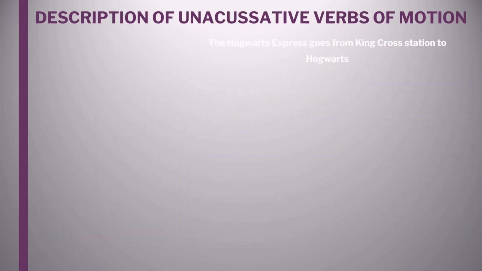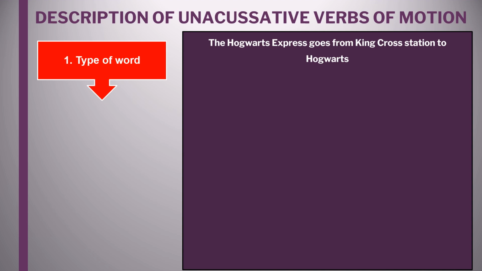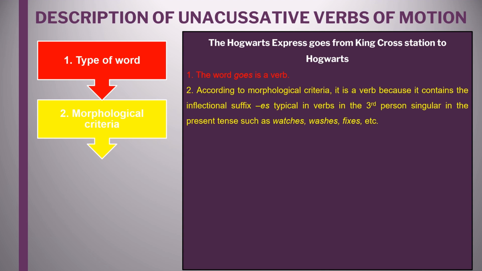Let's see now the description of an unaccusative verb of motion. We will describe this verb type with the sentence The Hogwarts Express goes from King's Cross Station to Hogwarts. First, we should state the type of word it is. So we can say the verb goes is a verb. Secondly, we describe morphological criteria. According to morphological criteria, it is a verb because it contains the inflectional suffix -es, typically in verbs in the third person singular in the present tense, such as watches, washes, fixes.